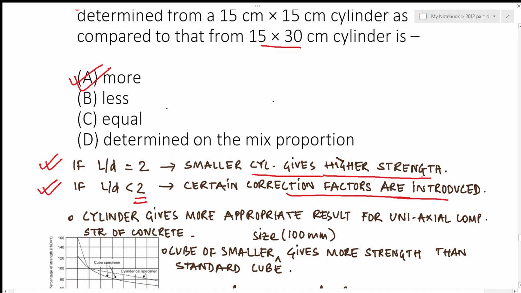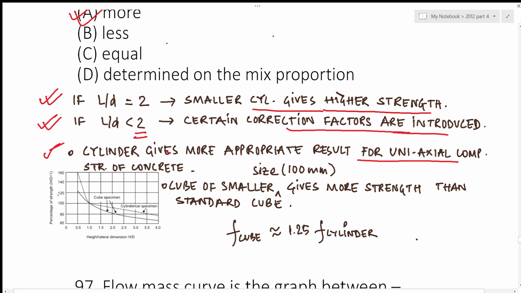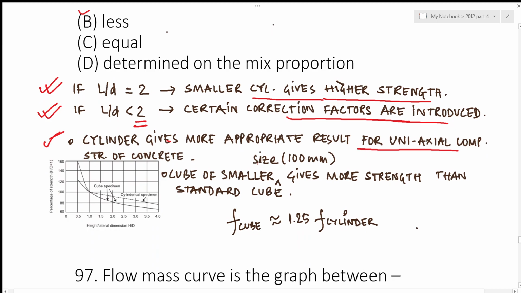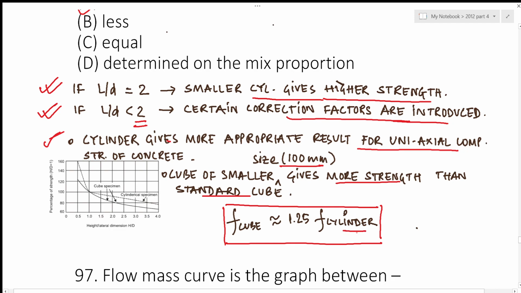But if the height to diameter ratio is less than 2, then certain correction factors are introduced in the compressive strength calculations. Now a cylinder gives a more appropriate result for uniaxial compression of concrete, but in India we use cubes for calculating the compressive strength. Also, cubes of smaller size, let's say 100 millimeter, give more strength than standard cubes. This is very important. The characteristic compressive strength of a cube is almost 1.25 times the characteristic compressive strength of a cylinder.